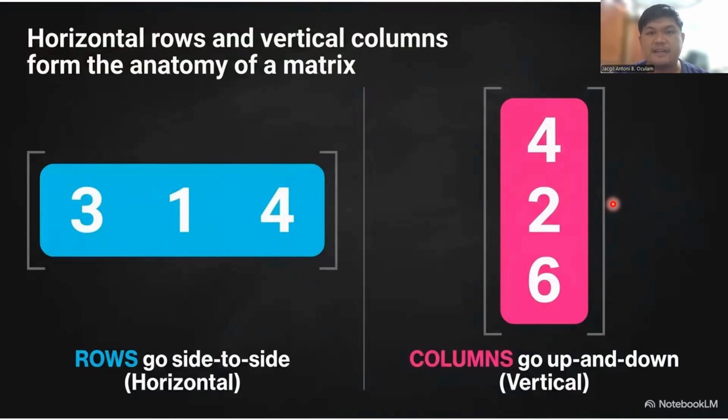So the dimension is defined as the rows by columns. So let's say this example, 3 1 4, this is the row. It goes side to side, which means it is horizontal, while the columns are vertical, from up to down or up and down. Okay, so the dimension of a matrix is rows by columns.